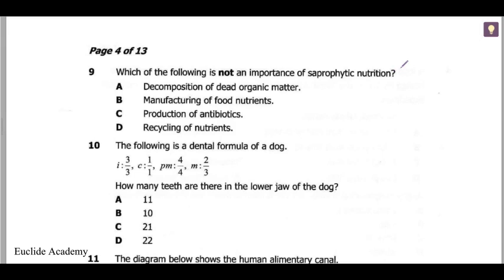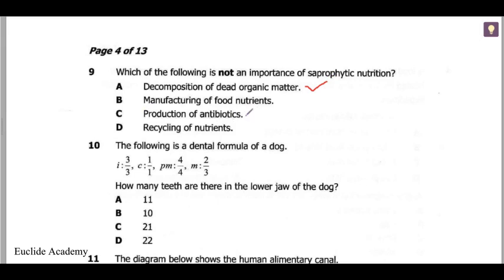Like you leave bread and then you find a mold on top, or you find mushroom growing on a dead tree. So they are taking advantage of dead organic matter to decompose it. Okay, so that is saprophytic nutrition. So which of the following is not an importance of saprophytic nutrition? Decomposition of dead organic matter, that is what saprophytic nutrition is, and it's important for that.